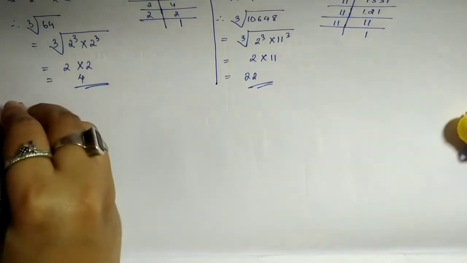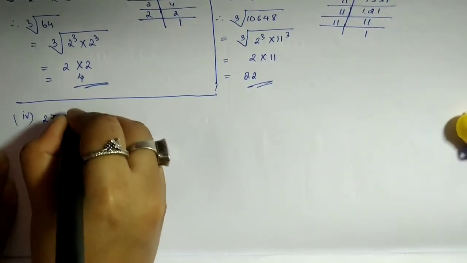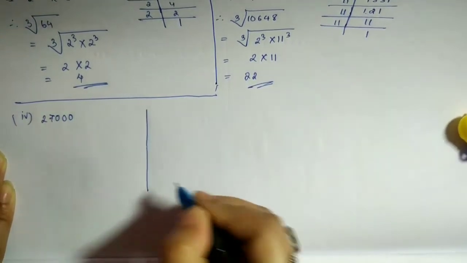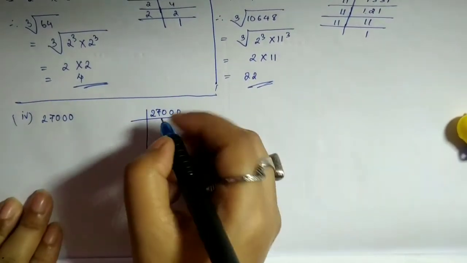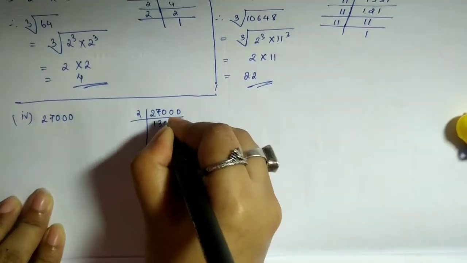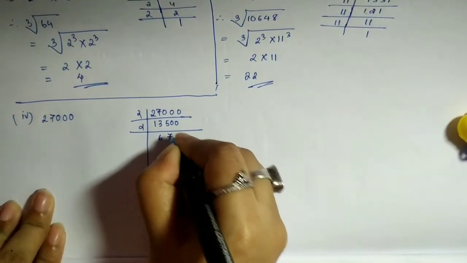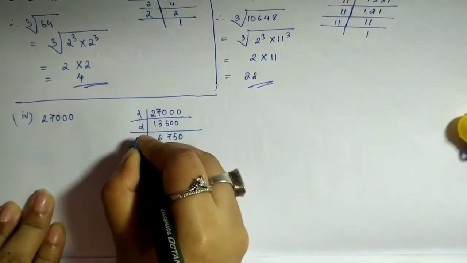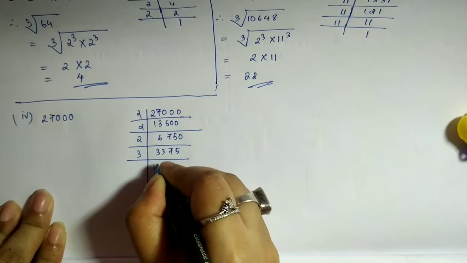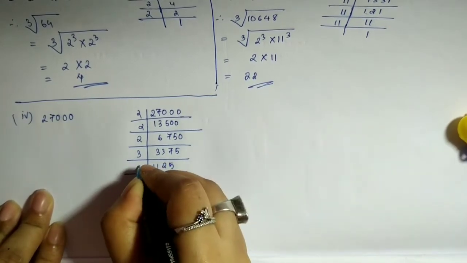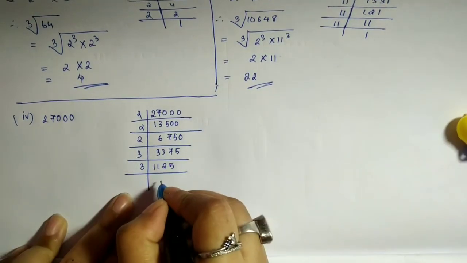Question number 4, I'm drawing this line. Question number 4 is 27,000. Let's factorize it here again. 27,000. It goes by 2, gives me this number. Again goes by 2, gives me this. Let's factorize. 3375 goes by 3. So be careful. Sometimes if you make mistakes, you have to do it again. So be careful with this.